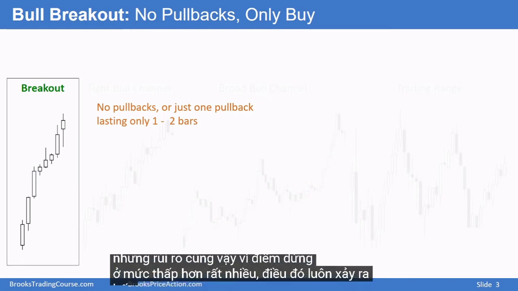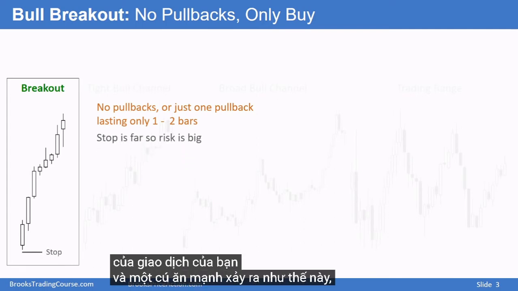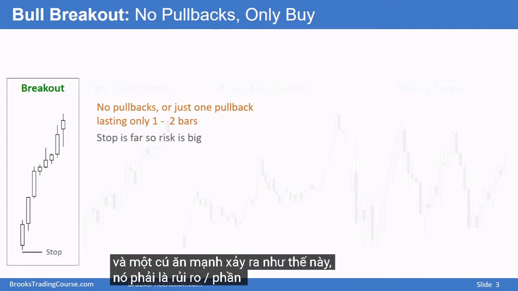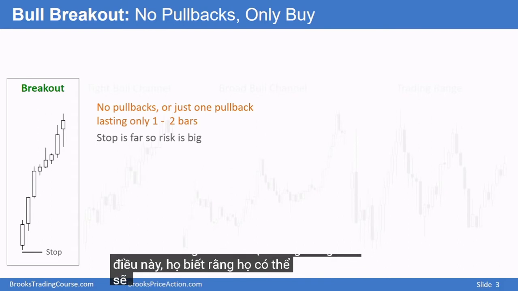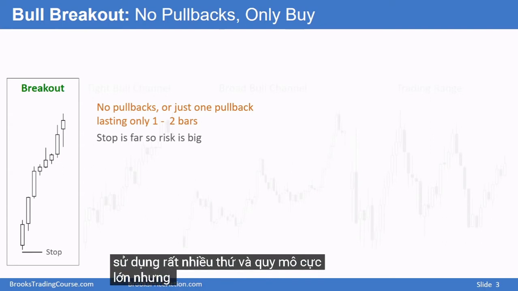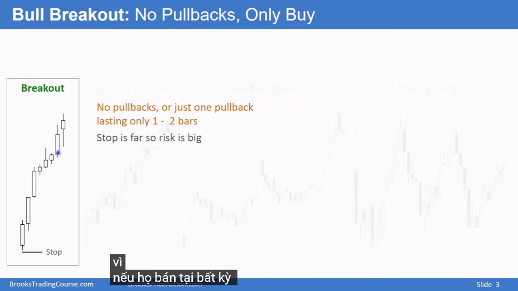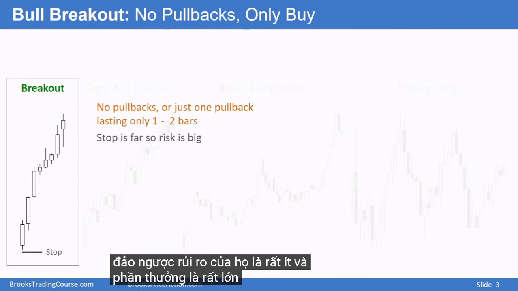And that's always the case. Whenever you have a high probability of success, your risk-reward profile is going to be bad. There has to be a reason for somebody else to take the opposite side of your trade. And in a strong bull breakout like this, it has to be risk-reward. So the institution selling to you when the market is doing this, they know that they're probably going to lose money or that it's very difficult to make money. They will have to use an extremely wide stop and scale in. But they have very good risk reward because if they sell at any point and the market reverses, their risk is very little and the reward is very great.